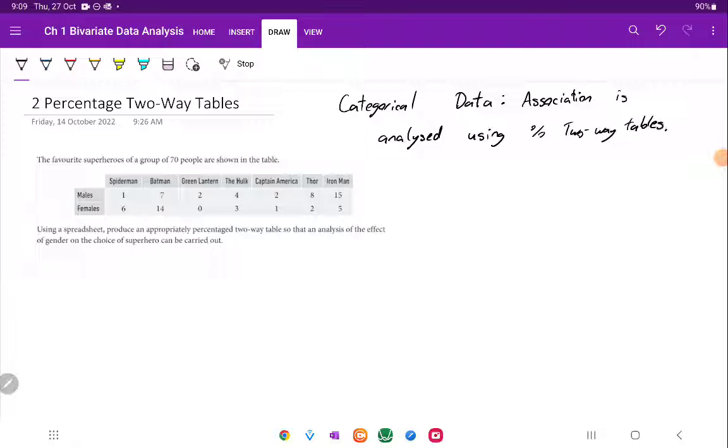Okay, so I just want to make that really clear: when we're dealing with categories instead of numbers, this is how we deal with it. And we can see where the categories are. We've got Spider-Man, Batman, Green Lantern, the Hulk, Captain America, Thor, Iron Man, and males and females, right? These are categories. Yes, these numbers are numerical, but what are they actually measuring? They're measuring categories. So it says, using a spreadsheet, produce an appropriate percentage 2A table so that an analysis of the effect of gender and choice of superhero can be carried out.